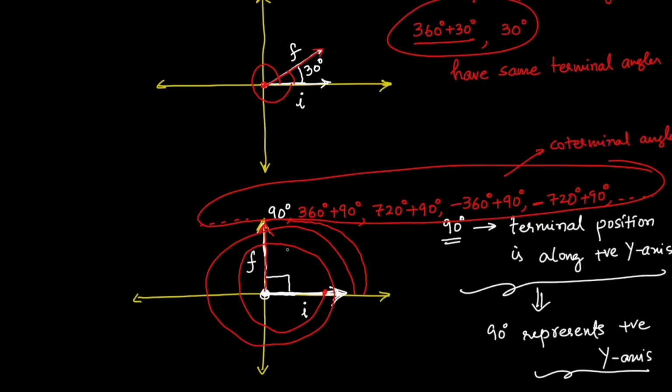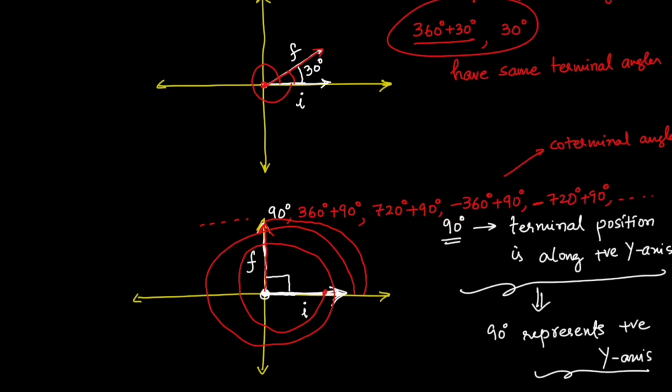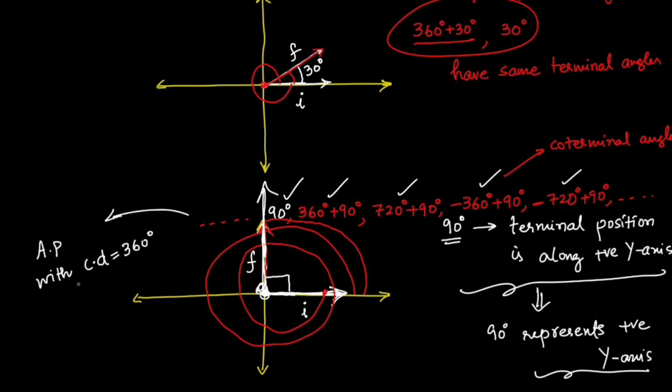So representing one terminal position, how many angles are there? There are infinitely many. For example, in this case we have discussed representing positive y-axis, how many angles are there? 90, 360 plus 90, 720 plus 90, minus 360 plus 90, minus 720 plus 90. If you observe, all these angles are in AP, arithmetic progression, with common difference 360 degrees. That is a nice observation to make.